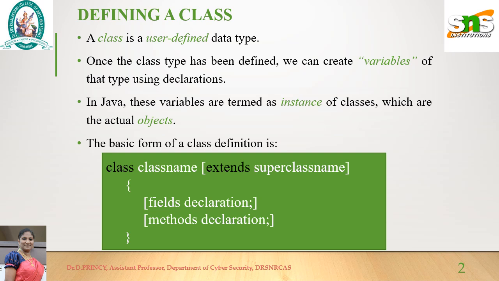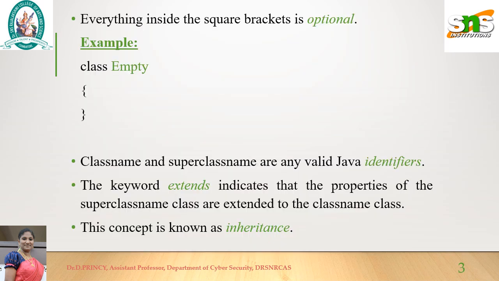The basic form of class definition is class, class name, extends, superclass name, and within the body of the class, we can declare either fields or methods. Fields are nothing but the member variables. Methods are also known as functions. Everything inside the square brackets is optional. Suppose you are deriving a new class from an existing class, we use that part.